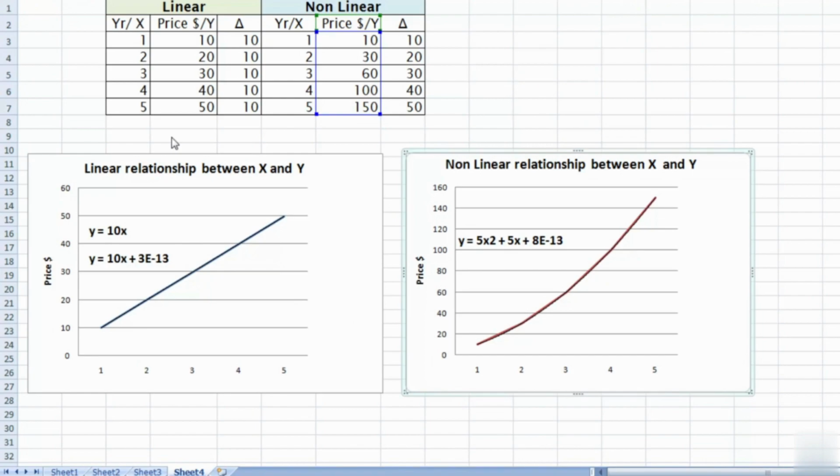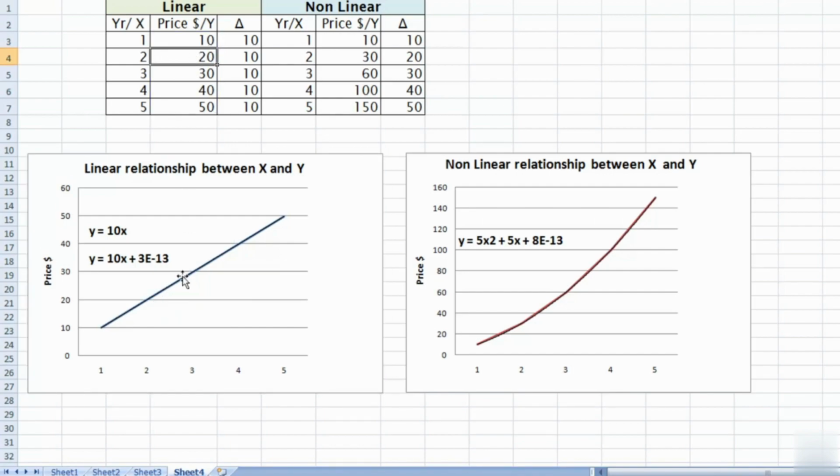In this example, we have two variables. On the x-axis, we have the timeline, so first year, second year, and third year, and so on. And on the y-axis, we have the price. Now let's first take the linear example. So if you see, the price in year 1 is 10 and year 2 is 20, 30, and so on. So the delta change between year 2 and year 1 is $10 and so on till year 5. So there is a constant change of $10 every year.